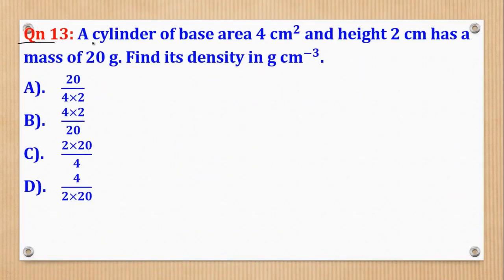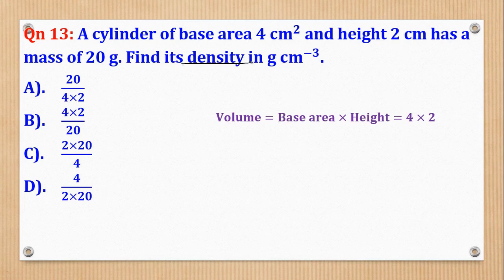Question 13 says, a cylinder of base area 4 centimeters squared and height 2 centimeters has a mass of 20 grams. Find the density in grams per centimeter cubed. So we know that density is mass over volume. Therefore, to get density, you need mass, which we have, but we don't have volume.